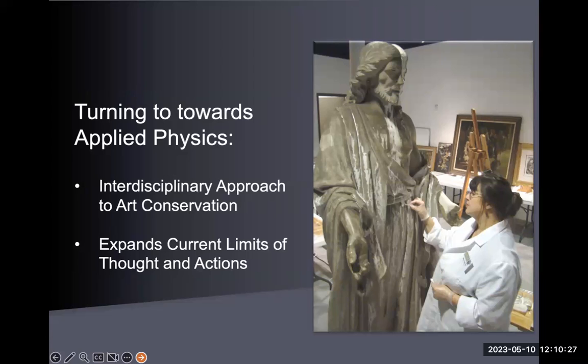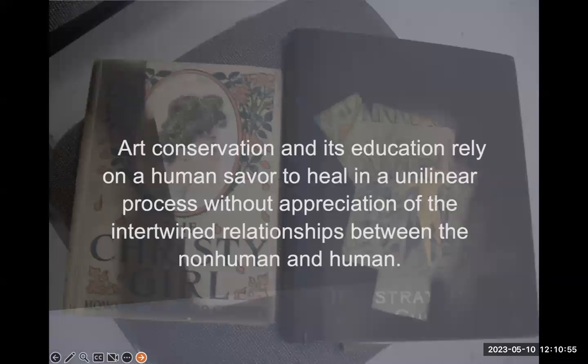The authors of this paper have been compelled to rethink and rework art conservation and its education beyond a human-centric process of art conservator acting upon an artwork. Turning to concepts associated with applied physics has enabled a more interdisciplinary approach to art conservation theory and its learning that expands current limits of thinking and doing in the field.